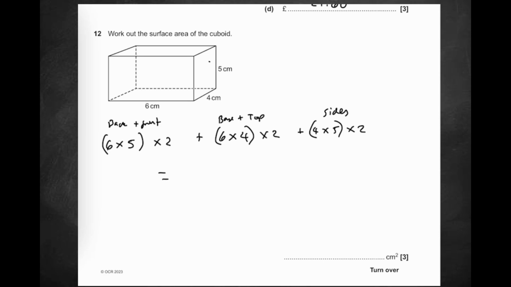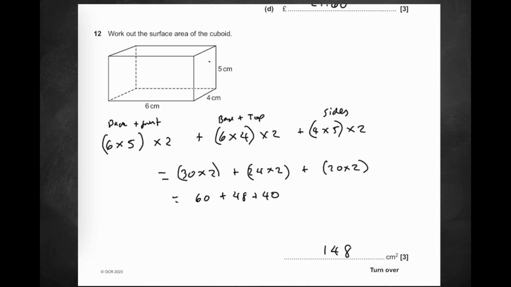For the sides, that's going to be 30 times 2 plus 24 times 2 plus 20 times 2, which is just 60 plus 48 plus 40. So our answer is 148 centimeters squared.